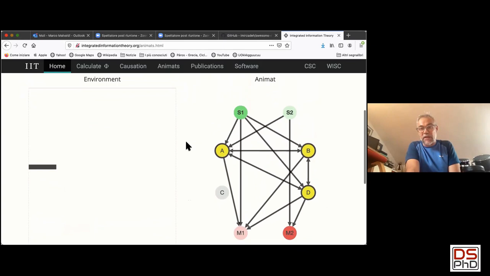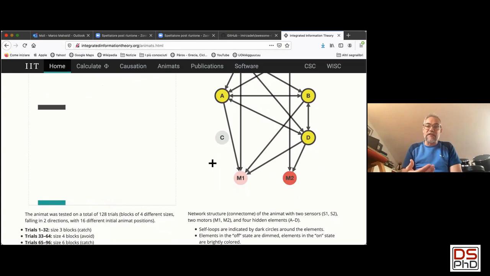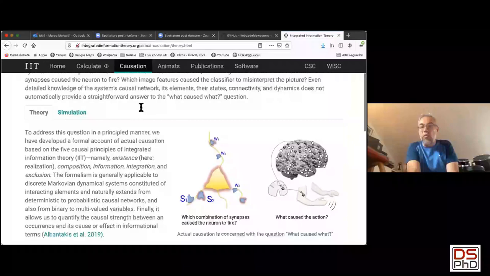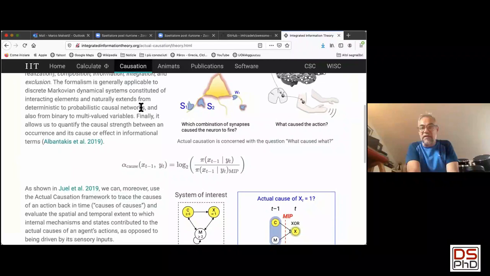The animat is no more than a causal network that you see that has sensory organs, S1 and S2, motor organs, M1 and M2, and the brain that calculates the effect of interventions based on do calculations and modifies the strength of the connections, and leaves part of the connections translated in a sort of genome to its descendants. And while the animat grows, it can evolve toward a better fitness. And all this is based on actual causation, on what we were speaking about, and so on and so forth.